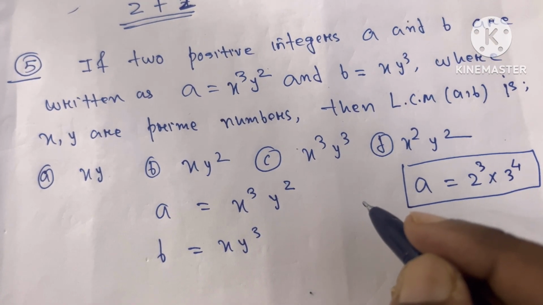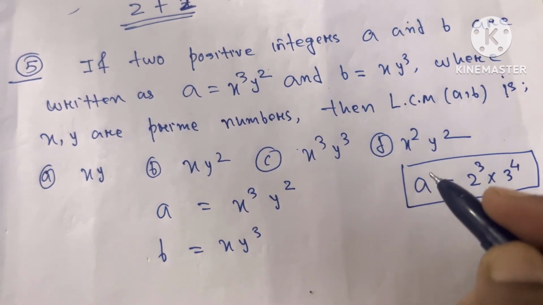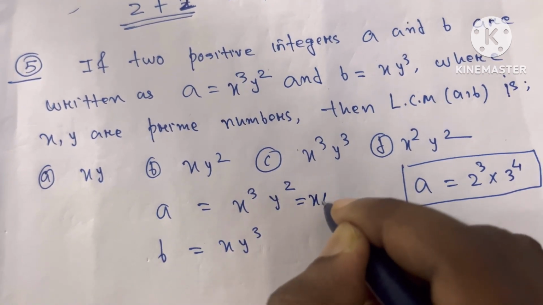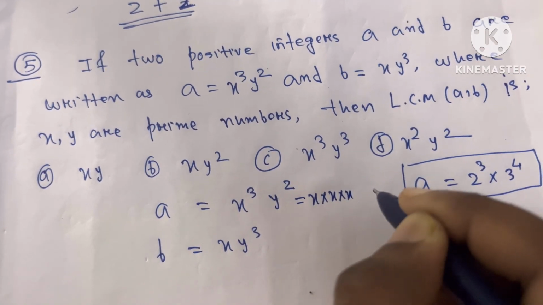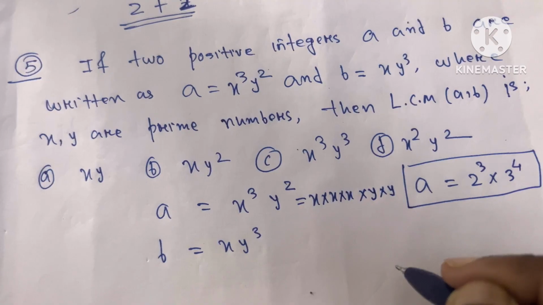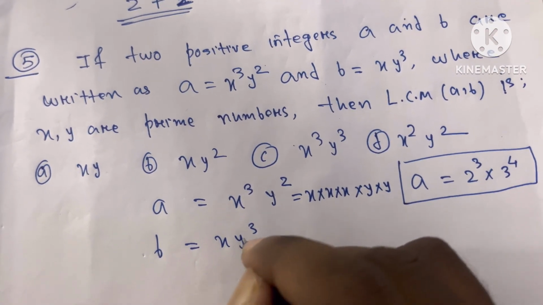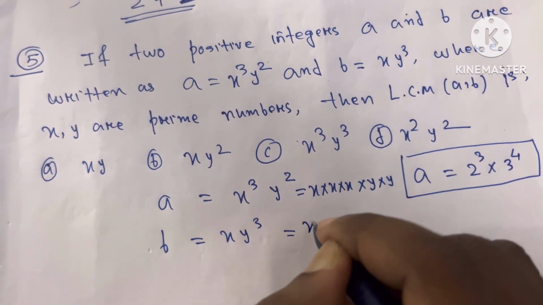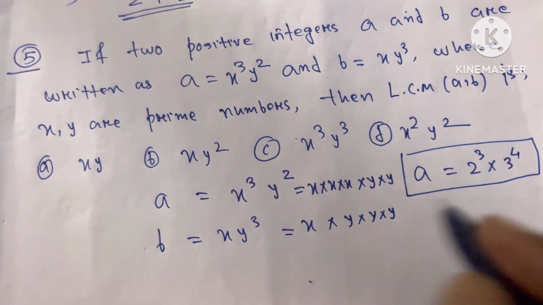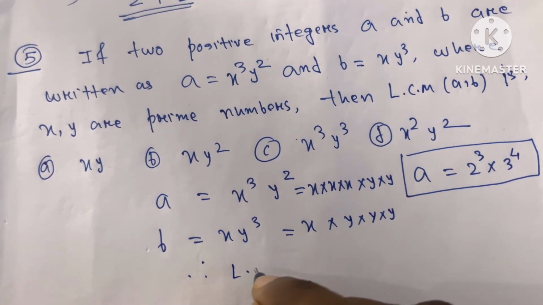We can use one formula also, but every time the formula is not good enough, so I am going to use the direct method. x power 3 means we can write x 3 times, and y power 2 means we can write y 2 times. Same way, if you expand b, x only 1 time and y power 3 means y 3 times. So the LCM will be what?